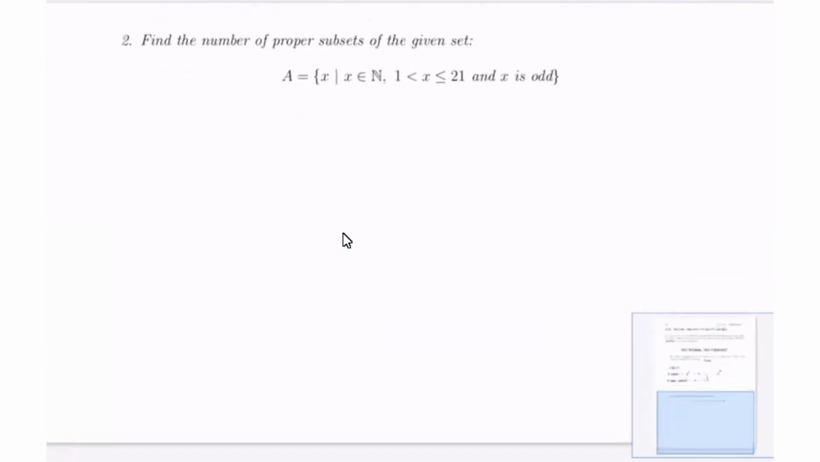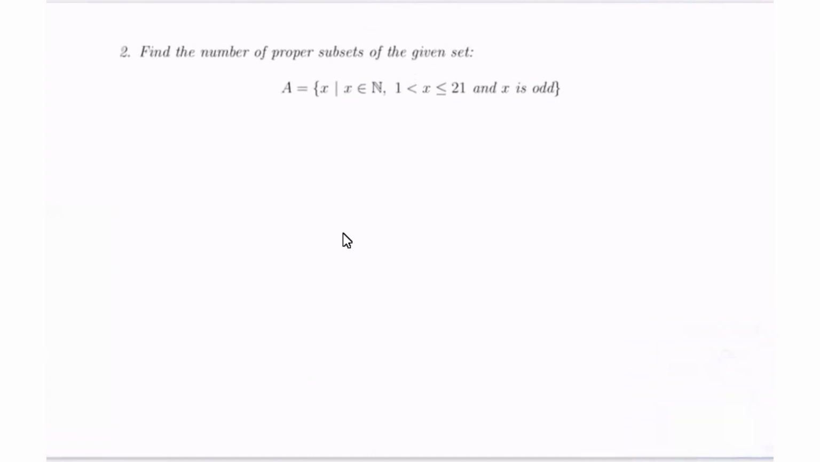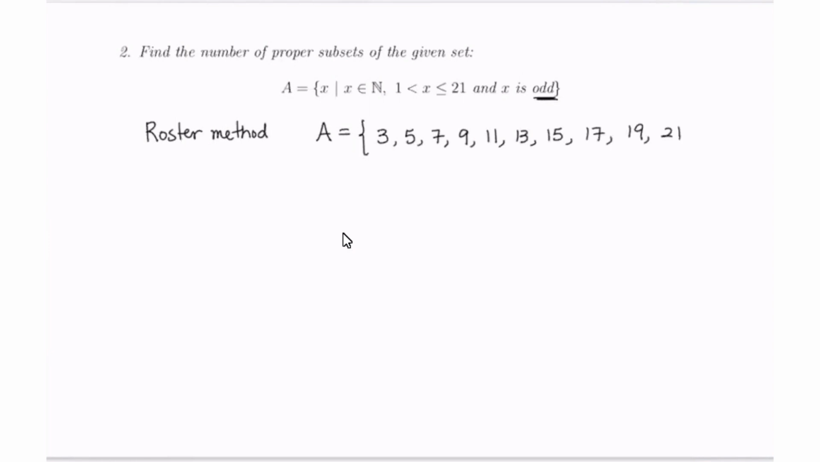Okay, let's move to number 2. Find the number of proper subsets. So it's a continuation of subsets and proper subsets. We first write this in roster method. So A is equal to, any number between 1 and 21 that is odd. So we don't include 1. So 3, 5, 7, 9, 11, 13, 15, 17, 19, and 21. This is the best way to do it.